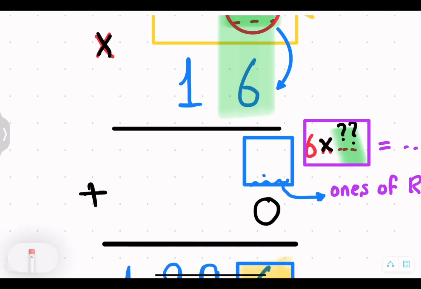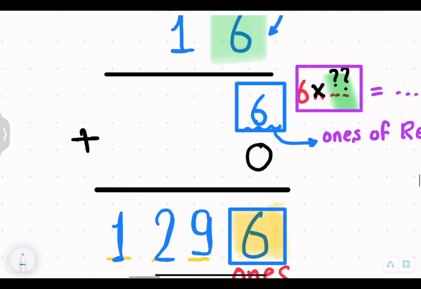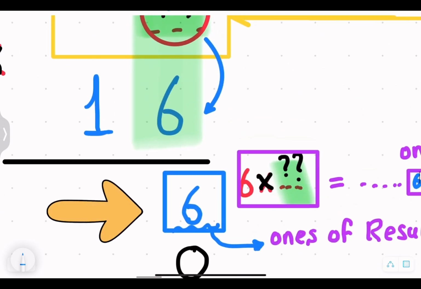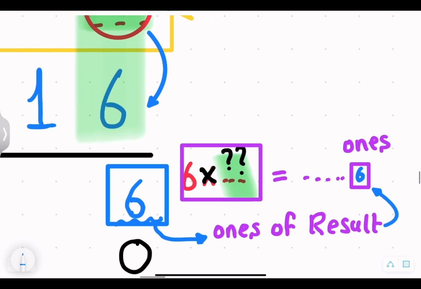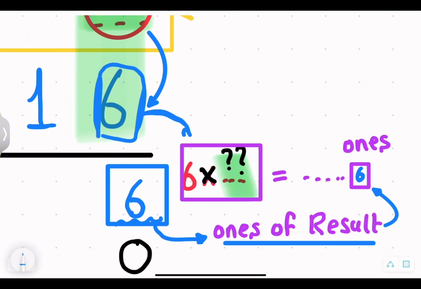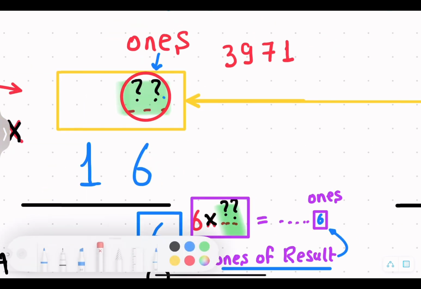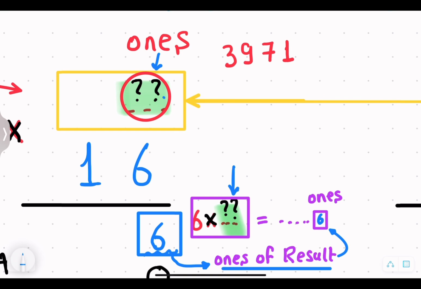Why? When the ones digit of the result that will be written here is 6, it will be added to 0 to result also in 6 in the final result. Okay, so what I have to think about is that this 6 is the ones digit of the result when multiplying this 6 by this unknown digit. So let's see what this number could be. Sure, it'd be one of these digits.